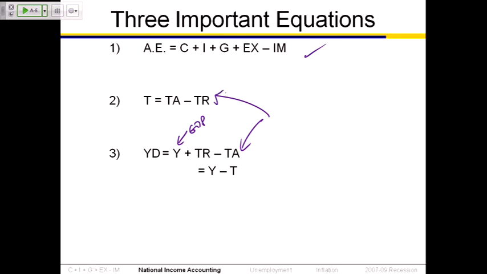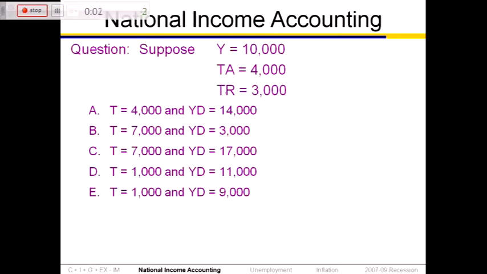Part of the third equation, and we get more simply that disposable income is income minus net taxes. All right, clicker question. Suppose that income is 10,000, taxes are 4,000, and transfers are 3,000. To make this realistic for the United States, I need to say $10,000 billion per year, $4,000 billion per year, $3,000 billion per year. In that case, what's the value of net taxes and what's the value of disposable income?